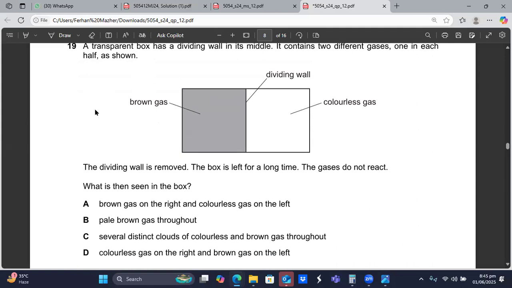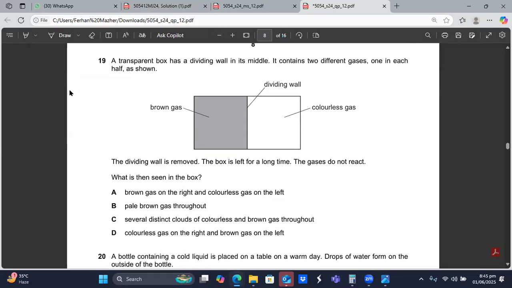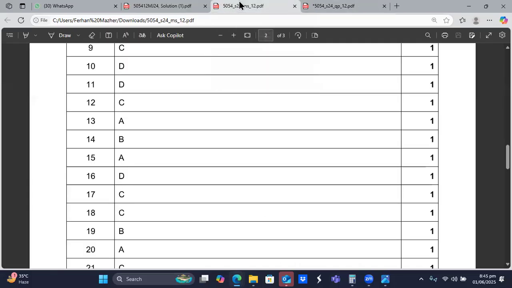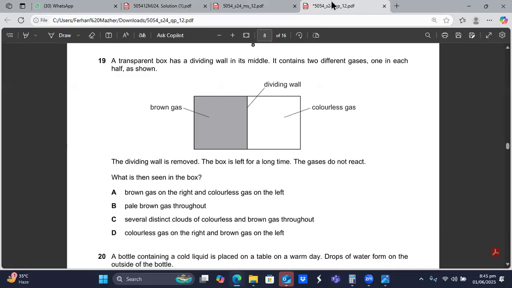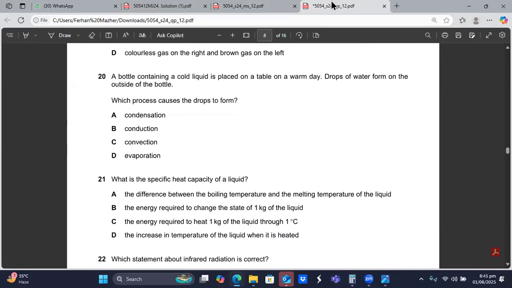Question number 19. So let's hope our answer is right. I'm not sure. I think B is the option. Question number 19, B is the right option, sir.